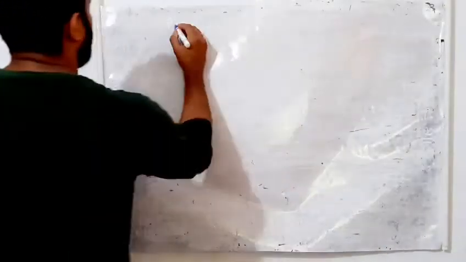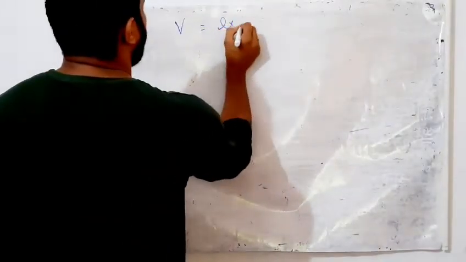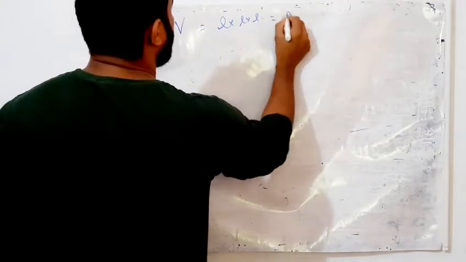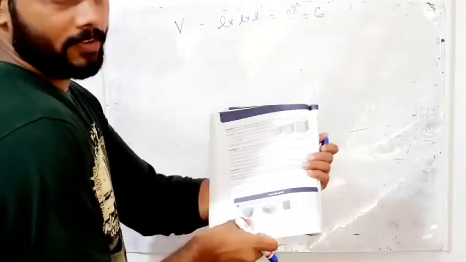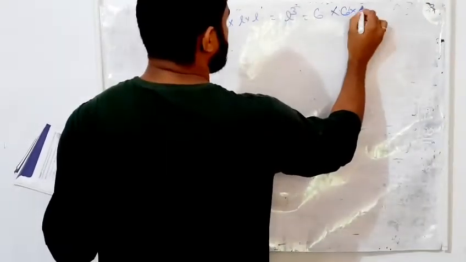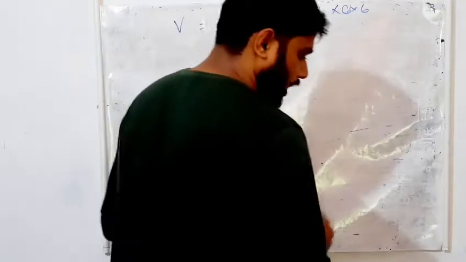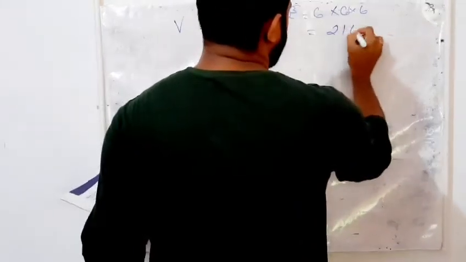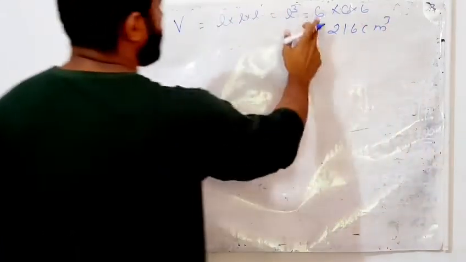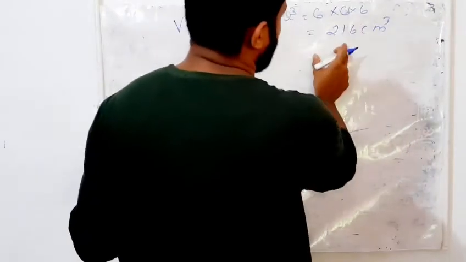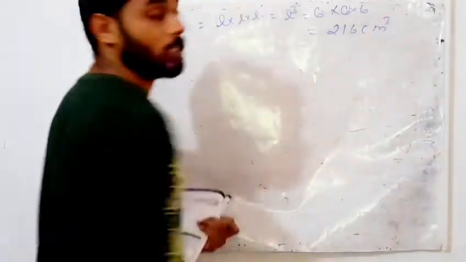Volume is length into length into length, which is equal to length cube. Here, how much is the length? In this question, what did they give us? They have given 6 centimeter. 6 into 6 into 6, how much will you get? 216 centimeter cube. Clear? Now, the next question.